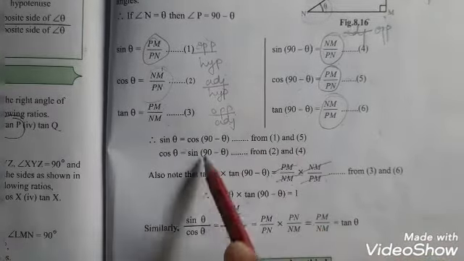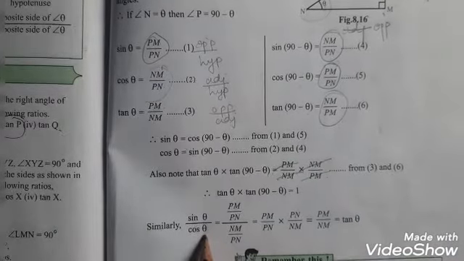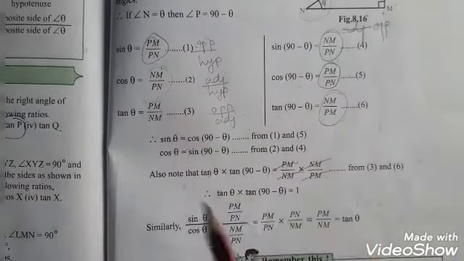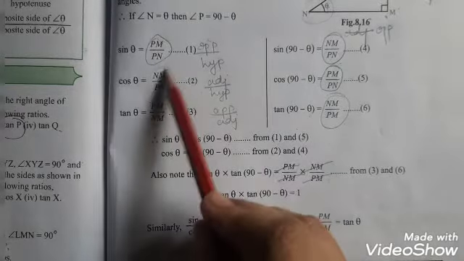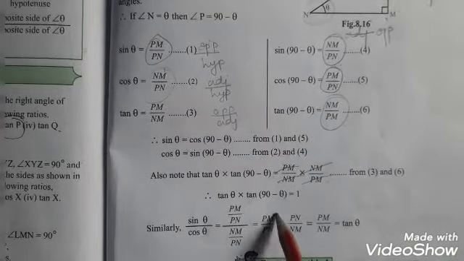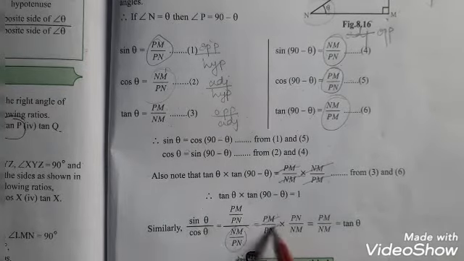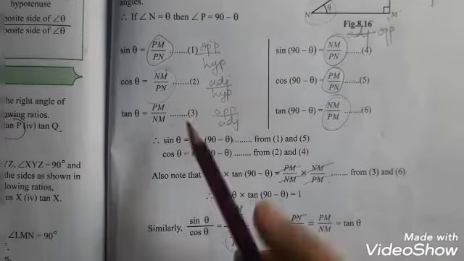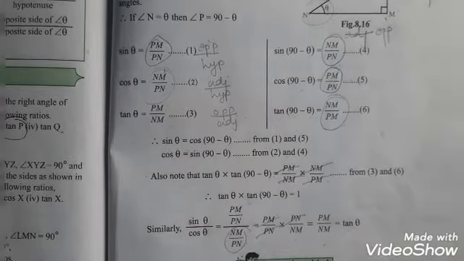Okay. So you get tan theta into tan 90 minus theta as 1, and sin theta is cos 90 minus theta, cos theta is sin 90 minus theta, and the last one is sin theta upon cos theta. So what is sin theta? PM upon PN and cos theta is NM upon PN. Okay. So that is equal to PM upon PN, this becomes PN upon NM. So PN and PN get cancelled. So what is left? PM upon NM. So what is PM upon NM? It is tan theta. So sin theta upon cos theta is equal to tan theta.